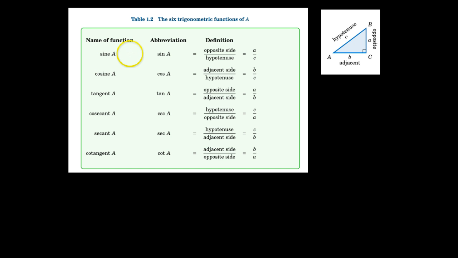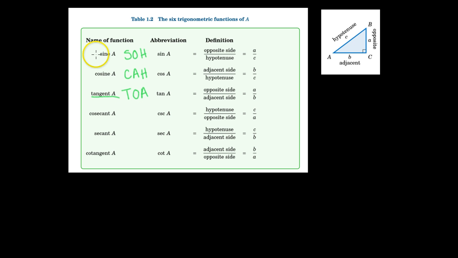So for our functions, this is in your book, but I would write it down. Once again, the sine is equal to opposite leg over hypotenuse. The cosine is equal to adjacent leg over hypotenuse. The tangent is equal to the opposite leg over the adjacent leg. Remember, once again, tangent deals with both of the legs and no hypotenuse.